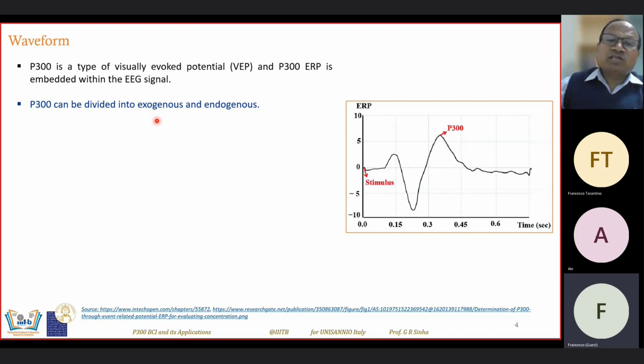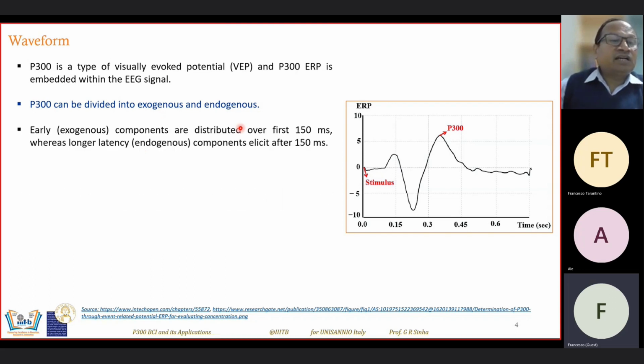P300 can be divided into exogenous and endogenous components. When is it called exogenous and when is it called endogenous? Early components are distributed over 150 milliseconds. Remember, the stimulus has already started in the beginning. The moment the stimulus starts, the response will be observed. The reaction will start coming out. But those will be minor components until 150 milliseconds. Look here, until 100 milliseconds you get a P1 and N1. Till then, this is actually N2 in this case.